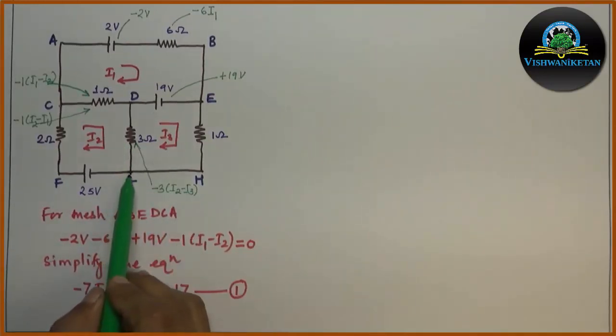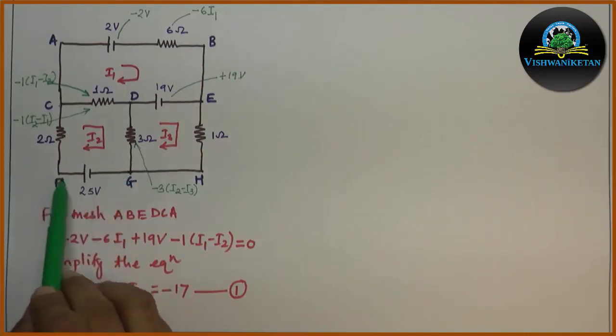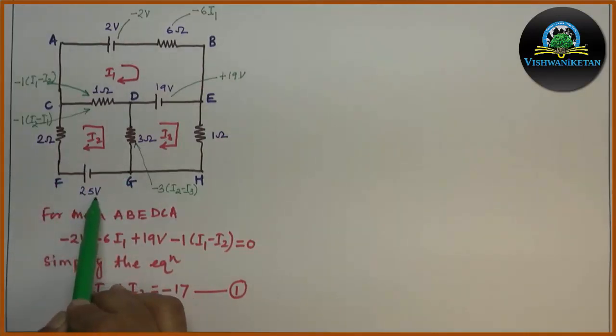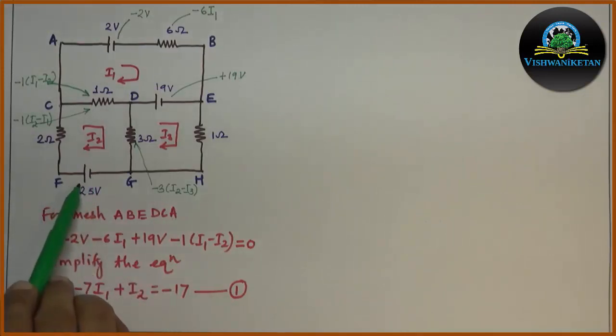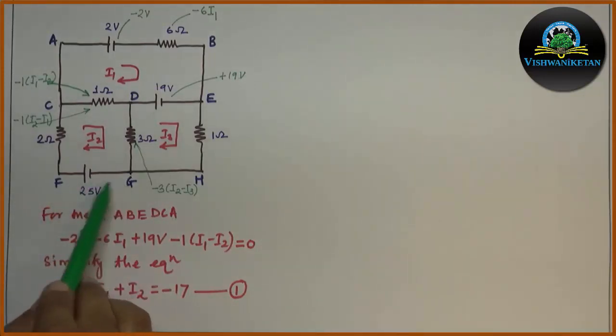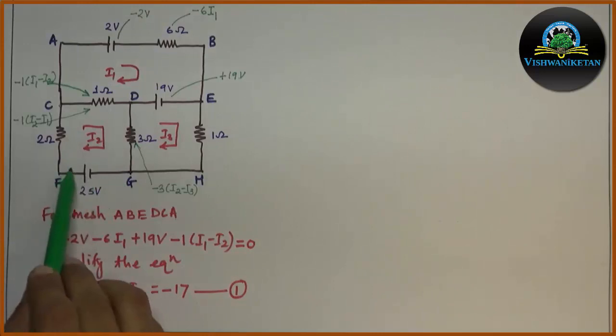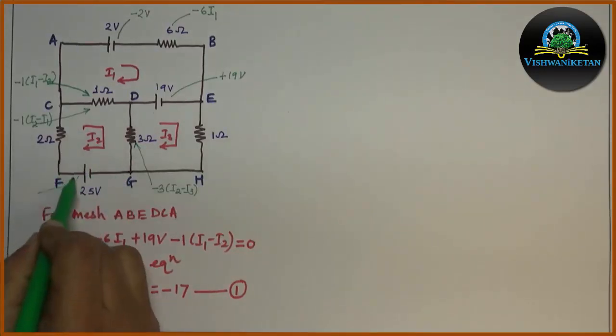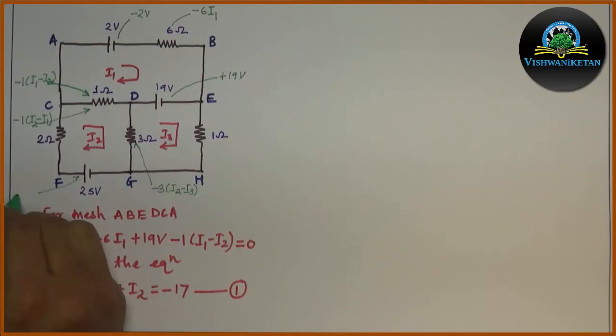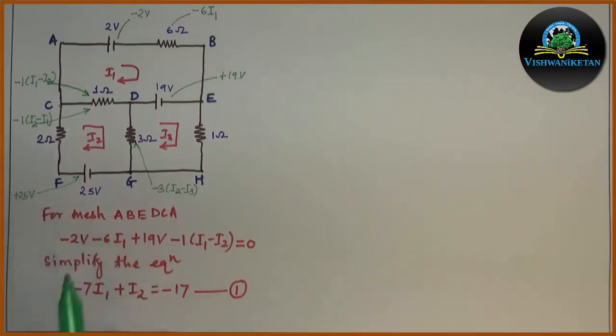Next we move from G to F. From G to F, there is a battery of 25 volt. The first terminal appears to be negative and the second terminal appears to be positive from G to F. Hence, there is an increase in voltage from negative to positive. So for this, we have to consider plus 25 volt.